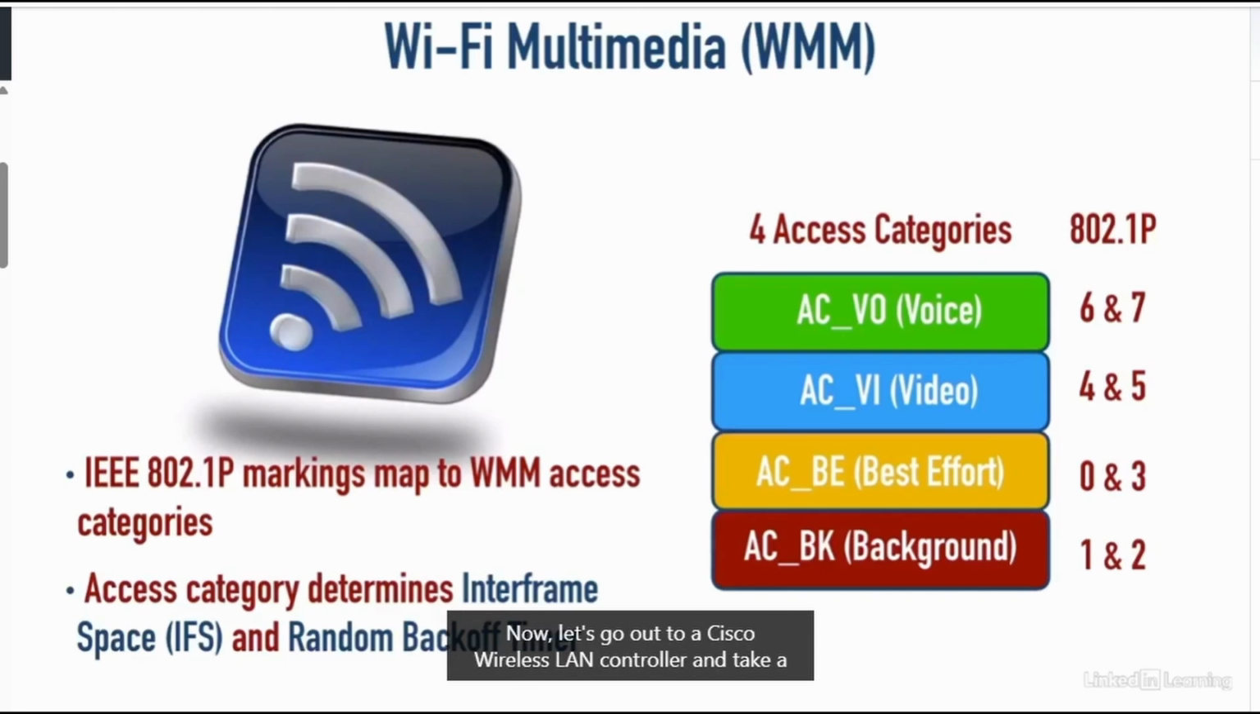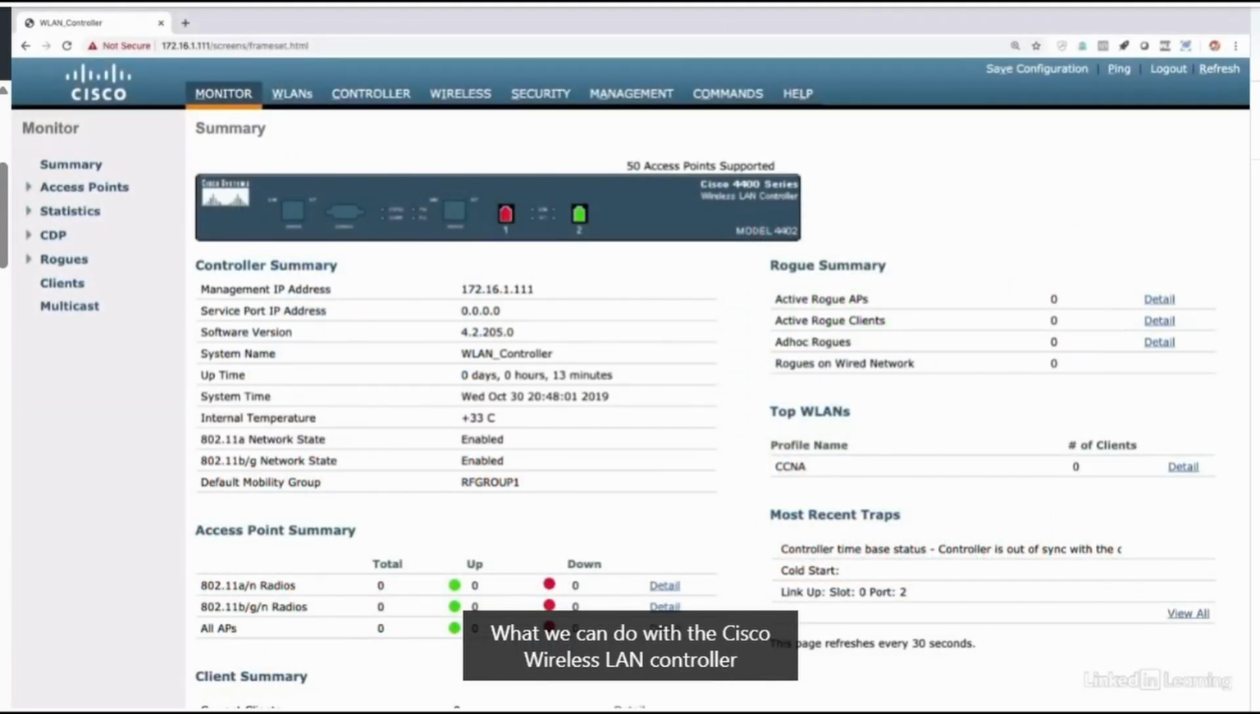Now let's go out to a Cisco wireless LAN controller and take a look at how we could assign one of these WMM categories perhaps to an entire wireless LAN. What we can do with the Cisco wireless LAN controller, and we're sitting at the management screen of one of those controllers here, is assign different wireless LANs for different traffic types. We might put video in one wireless LAN, voice in another, and so on.